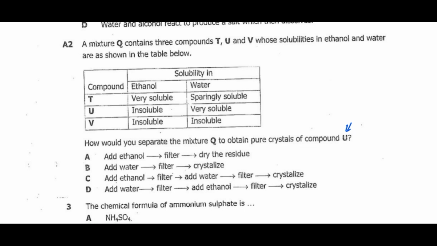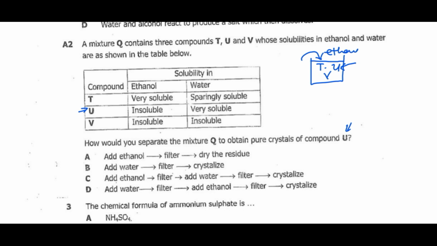Now let's look at U. For U, we can say that U is insoluble in ethanol but very soluble in water. So what are we supposed to do? Let's take, for instance, this mixture where we have T, then U, and also V. What is the first step that we are supposed to do? And remember, the focus is we want to remain with U. So we are going to first add ethanol. Why are we adding ethanol? So that the T can dissolve.